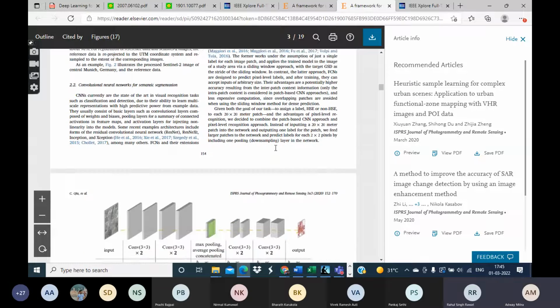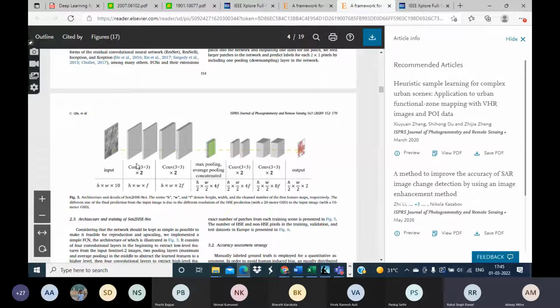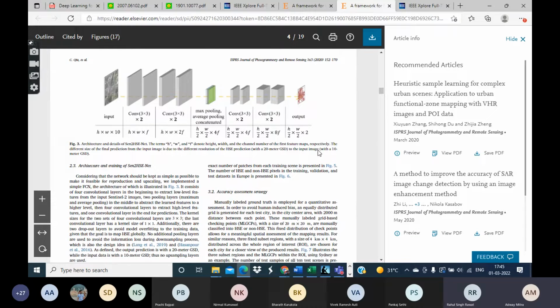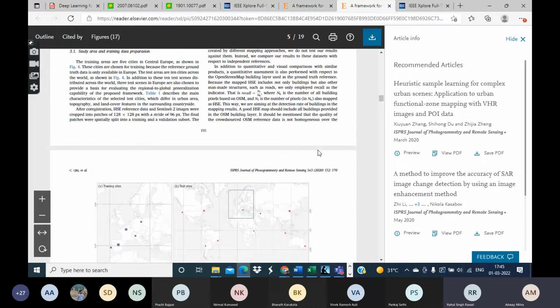Okay, so this is what their neural network looks like. It is a fully convolutional network. As you can see, there are no skip connections or any other complicated things. It's a sequence of convolutional steps, then one max pooling level followed by some more convolution steps, and finally you get the output. This is what is called an FCN, a fully convolutional neural network.